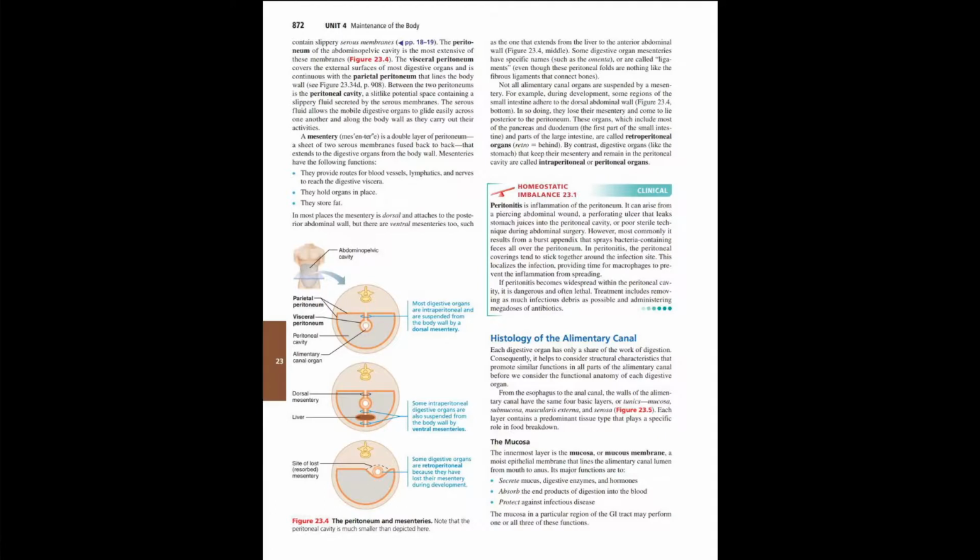In most places, the mesentery is dorsal and attaches to the posterior abdominal wall, but there are ventral mesenteries too, such as the one that extends from the liver to the anterior abdominal wall, which is shown in figure 23.4 in the middle. Some digestive organ mesenteries have specific names, such as the omenta, or are called ligaments, even though these peritoneal folds are nothing like the fibrous ligaments that connect bones.